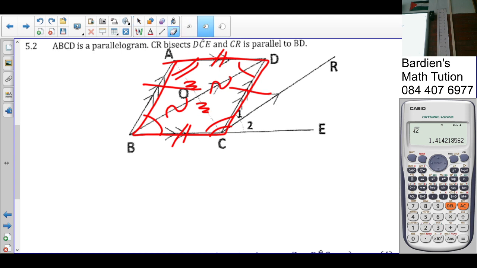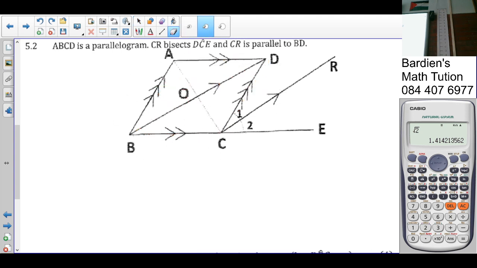Then we are told that CR bisects angle DCE, which means to say that that angle is equal to that angle. And we are told that CR is parallel to DC, which means to say those angles are equal. So that will also have that marking here.